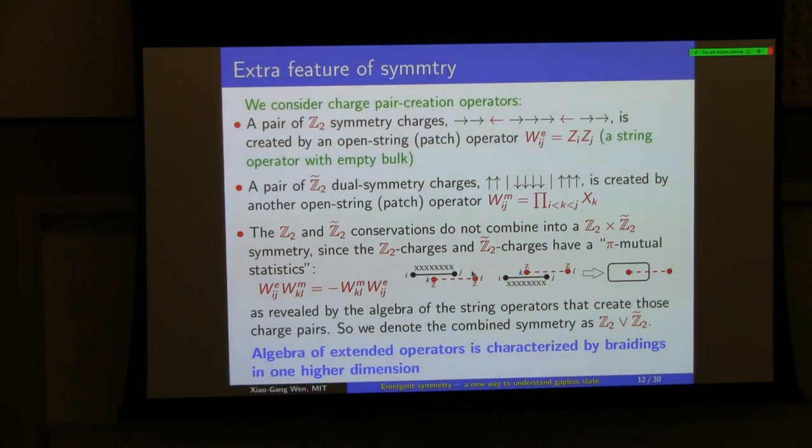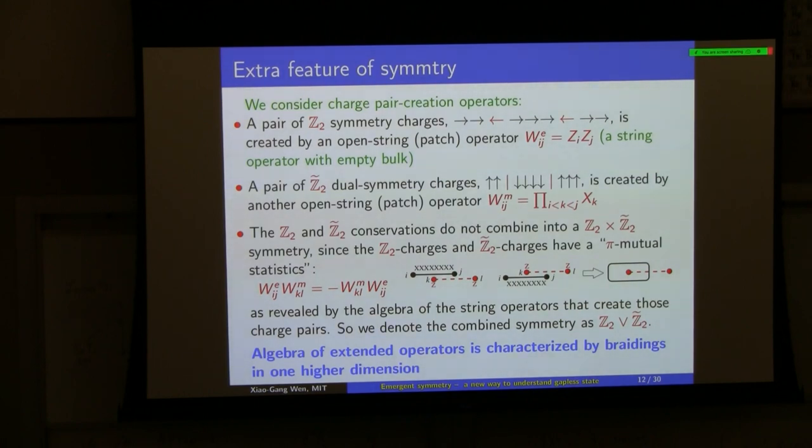And we call this mutual statistics because we can view this operator order as a different order of operators. We view this vertical direction as the time direction, so this different order can be combined. It's almost like we're making one end of a string go around another end of a string. This is like a configuration to do mutual statistics. So we say these two charges have non-trivial mutual statistics. And that is the actual feature.